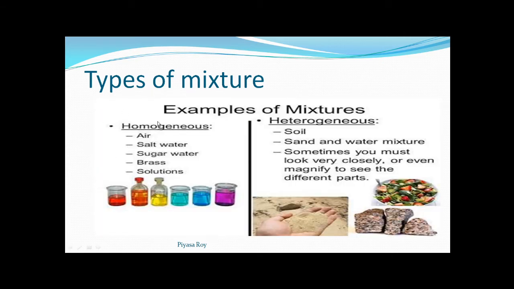Here you can see some examples of homogeneous and heterogeneous mixtures. Air, salt water, sugar water, and brass, which is an alloy, a mixture of two solid metals. This is again a homogeneous mixture. Different solutions are also homogeneous. Here you cannot see the particles separately in the solutions, so these are homogeneous mixtures. For heterogeneous mixtures, see soil, and sand and water mixture. These are heterogeneous mixtures. We can see this sand and stone, this is also heterogeneous.